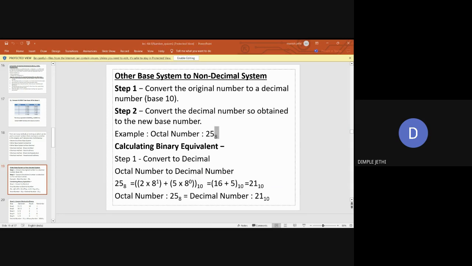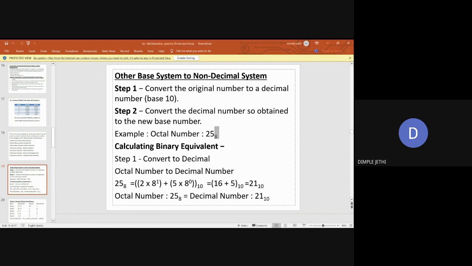If 8 is written as a base, that means this 25 is which number system? It's octal number system. Why are you taking so long? Now I have to convert this octal to binary.